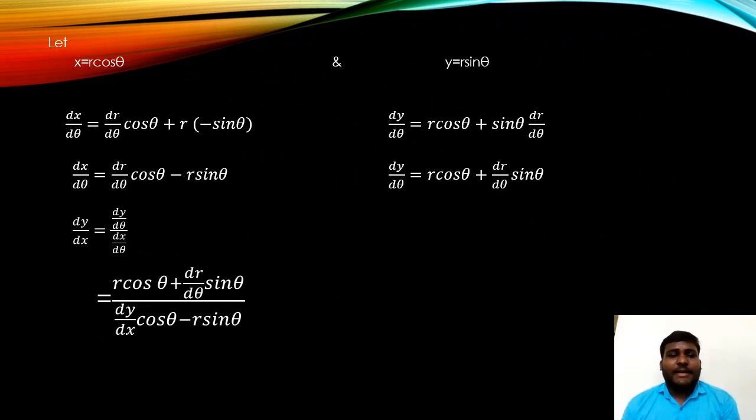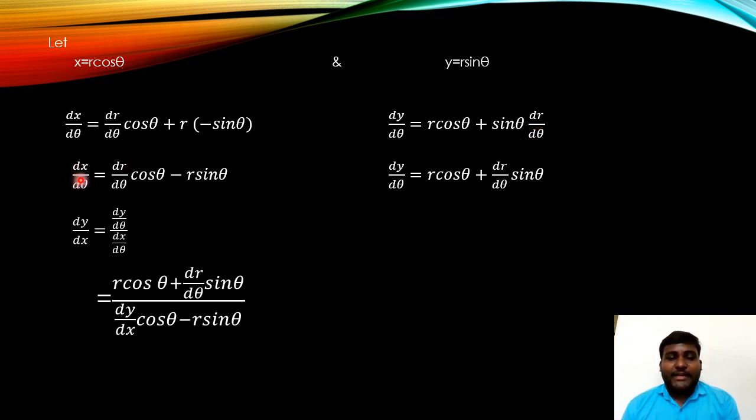Let us consider the relation between the Cartesian coordinate system and the polar coordinate system. We will get x is equal to r cos theta and y is equal to r sin theta. Differentiating with respect to theta, we will get dx by d theta is equal to dr by d theta cos theta plus r of minus sin theta. Differentiating y is equal to r sin theta with respect to theta, we will get dy by d theta is equal to r cos theta plus sin theta dr by d theta.